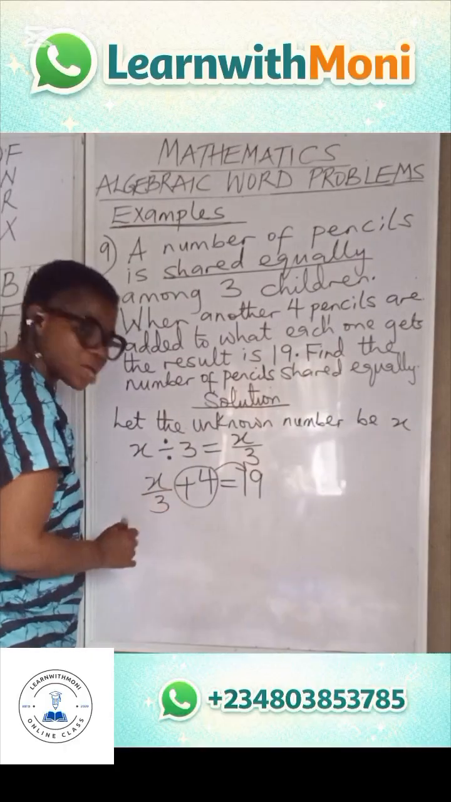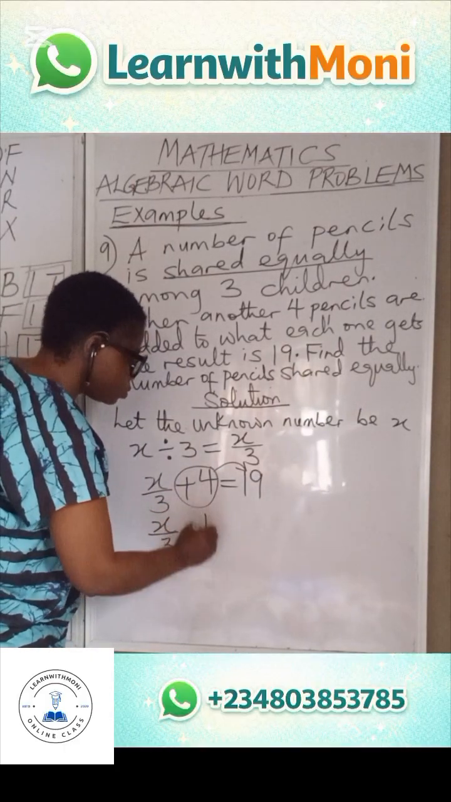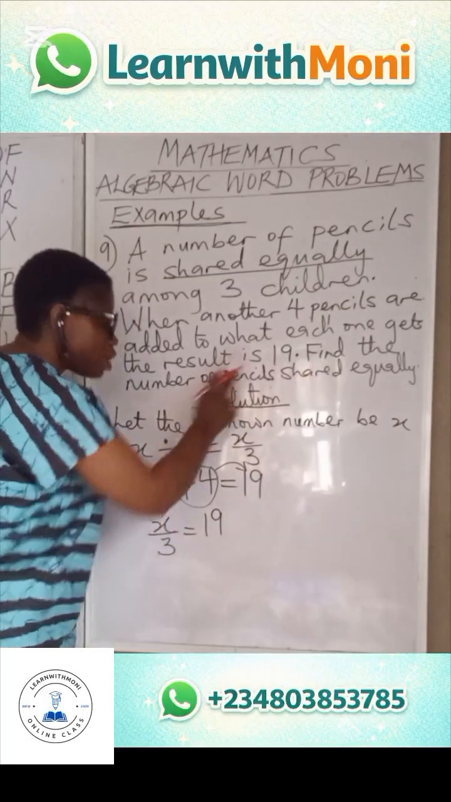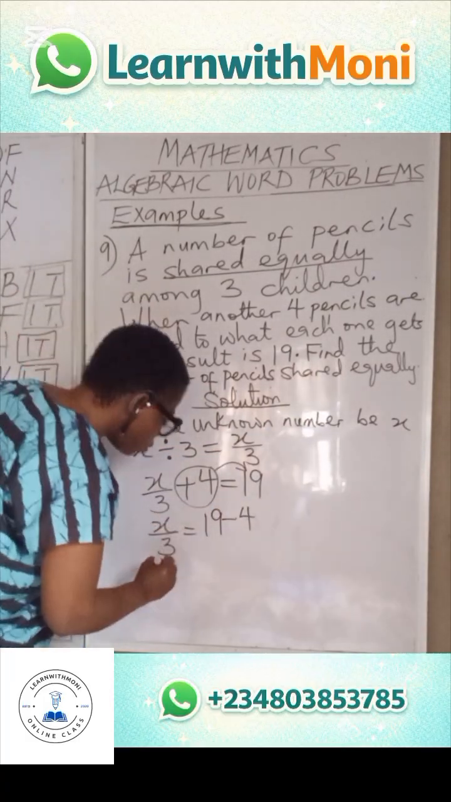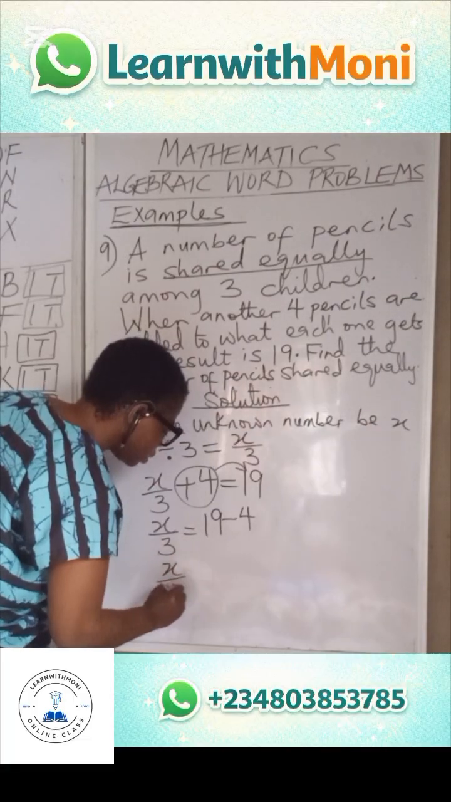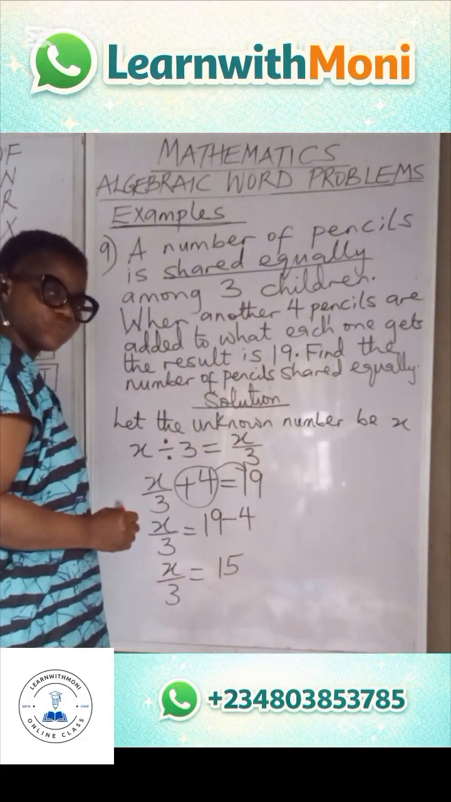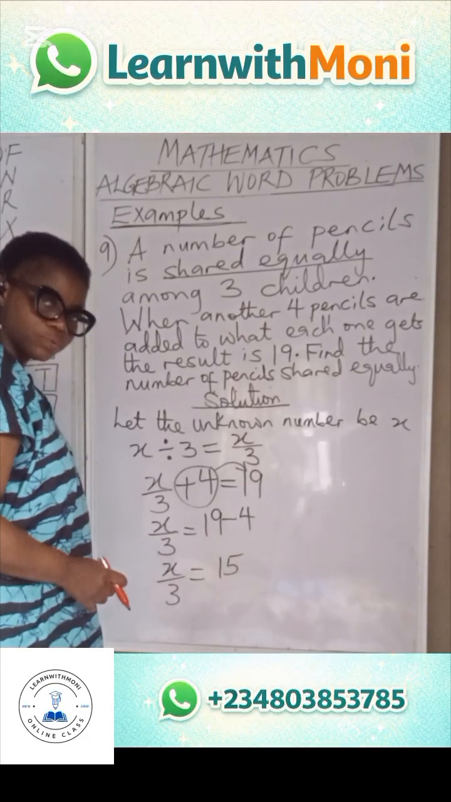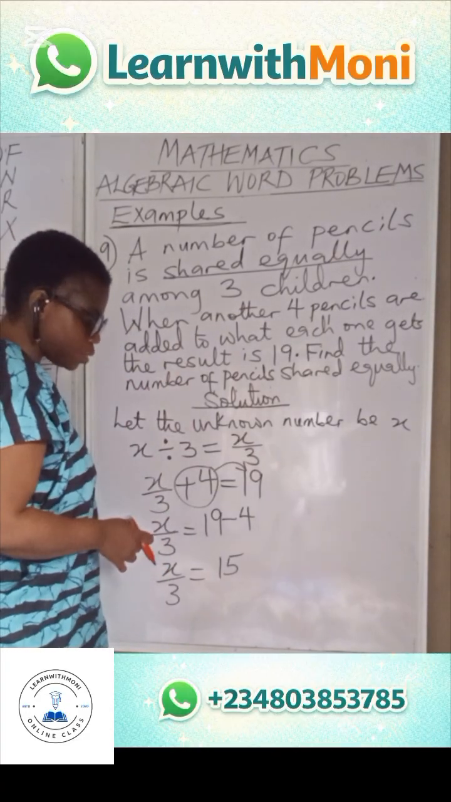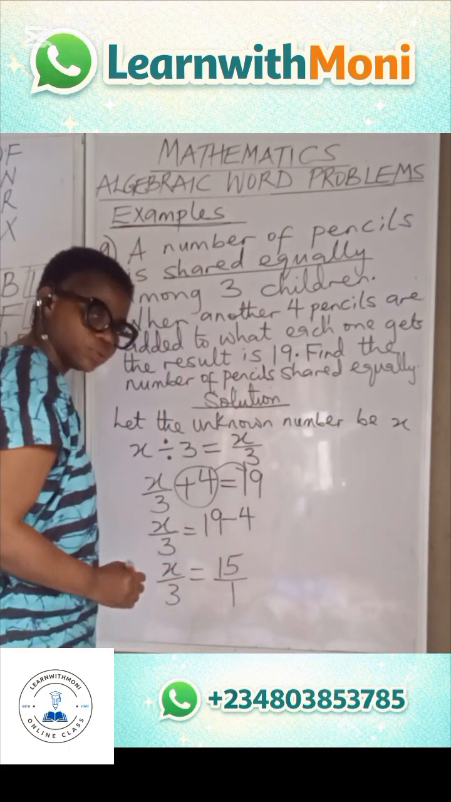That means on our left hand side we have x over 3 equals 19. The plus 4 going to that side becomes minus 4. So x over 3 is equal to 15. 19 minus 4 is 15. We want to solve for x now. There are 2 ways of going about this. This 15 is a whole number, which is 15 over 1.